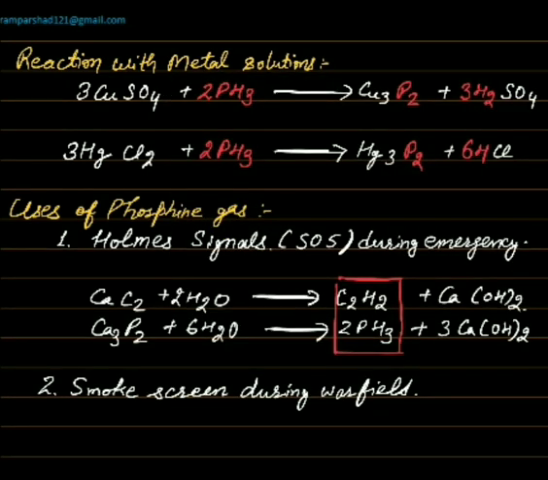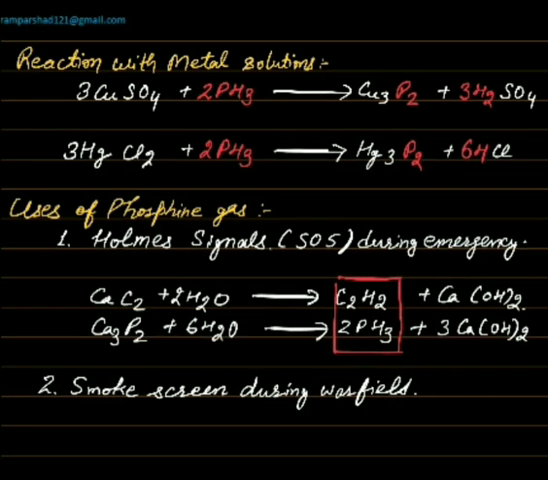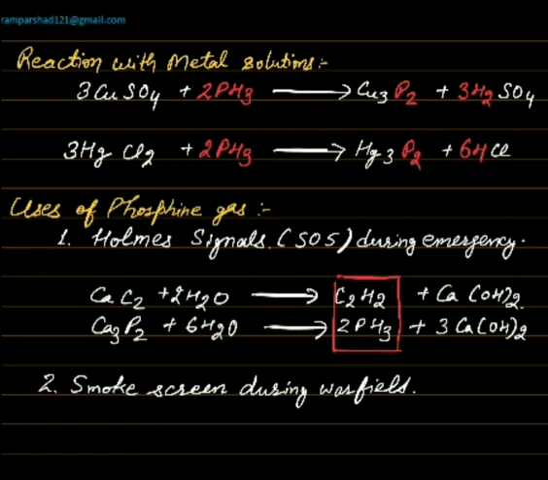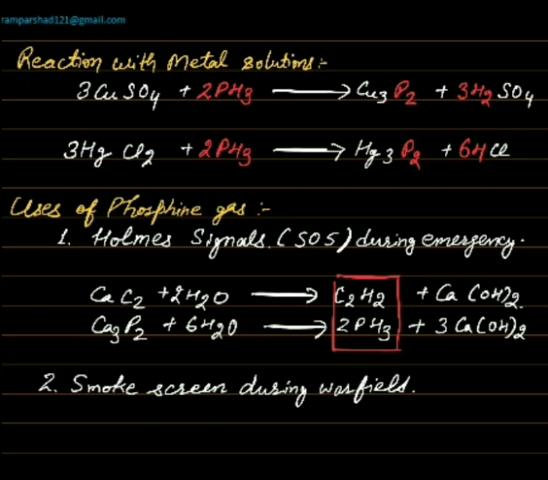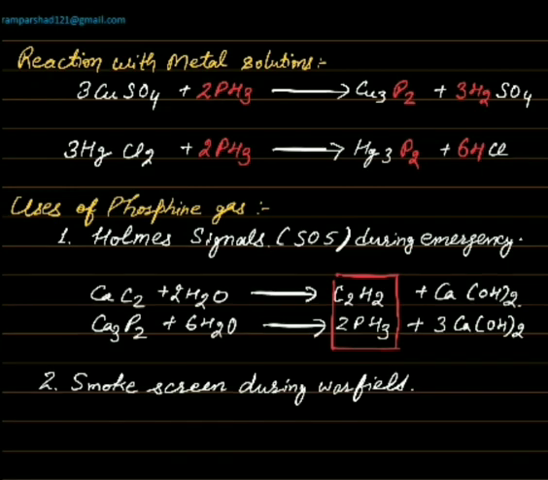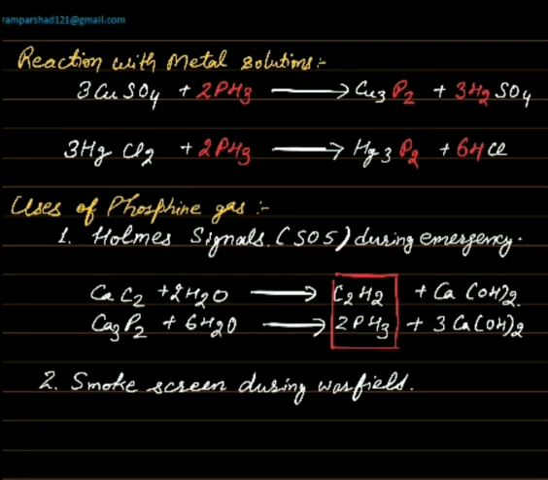During this, the tin containers containing calcium carbide and calcium phosphide are punctured and thrown in the water. While reacting with the water, they form acetylene gas and phosphine gas. When they come in close contact with each other, they form dense white fume and smoke. And this smoke is visible from many kilometers far away. Similarly, the phosphine gas is also used during warfield for making smoke screens in order to protect ourselves from enemies.